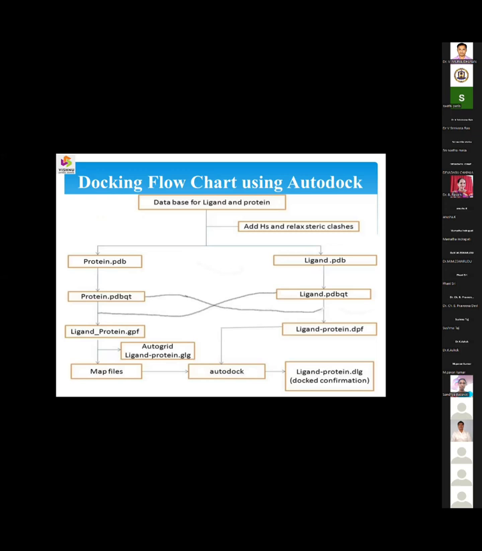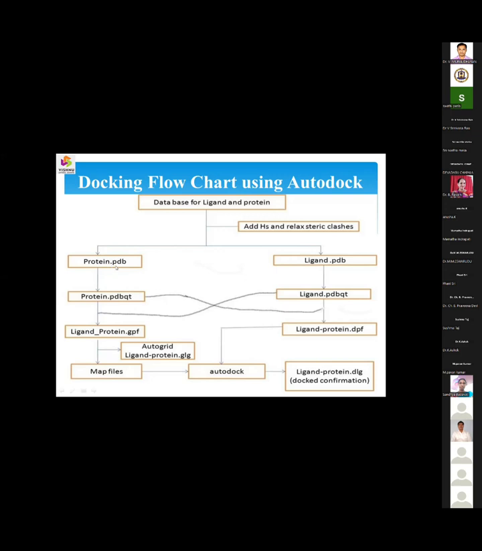Coming to the docking flowchart using Autodock. How do we perform Autodock? This is the basic docking flowchart. First, the database of the ligand and protein. We have to get the structure of the ligand and the structure of the protein from databases, which are available online, or we can make them using different software like Chemdraw, Marvin, or ChemSketch. After getting the structures of the ligand and protein, we have to save the protein in PDB format, Protein Data Bank format.